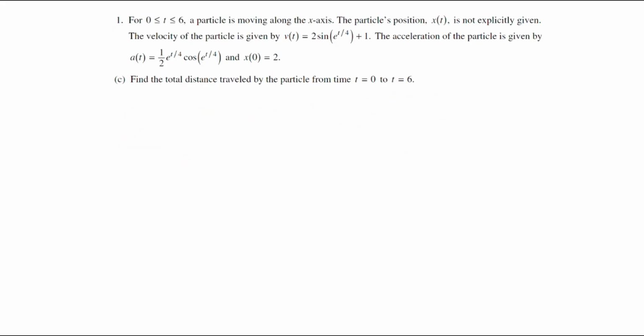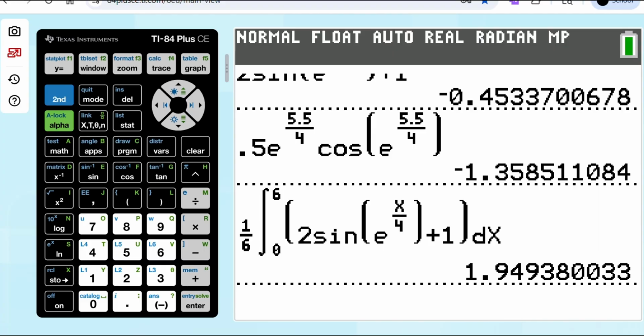In part C, it wants us to find the total distance traveled by this particle from t equals 0 to t equals 6. Well, total distance traveled is always equal to the integral on that time interval of the absolute value of the velocity, right? We get total distance traveled from an integral of speed, and speed is the absolute value of velocity. So we're just going to put that into our calculator now, and you do get 1 point just for having the correct setup. And then we'll get another point for the correct answer.